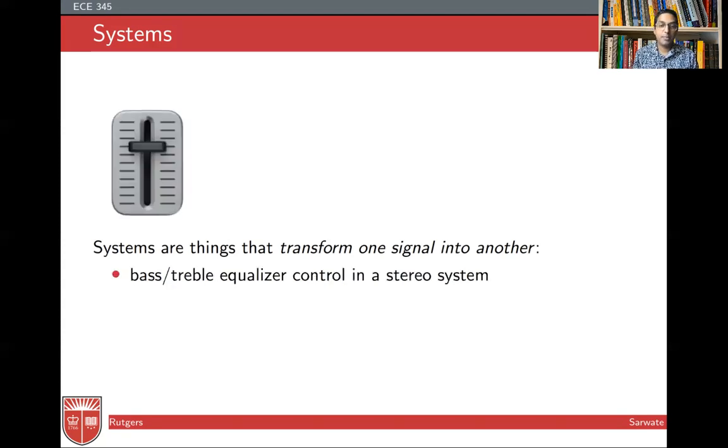So for example, a bass or treble equalizer control in a stereo system, that's a canonical example of a system. It's a system that adjusts the volume levels at different frequencies or different frequency ranges in your audio signal. So if you want to pump up the bass, you would just increase the gain on the bass component in your mixer.